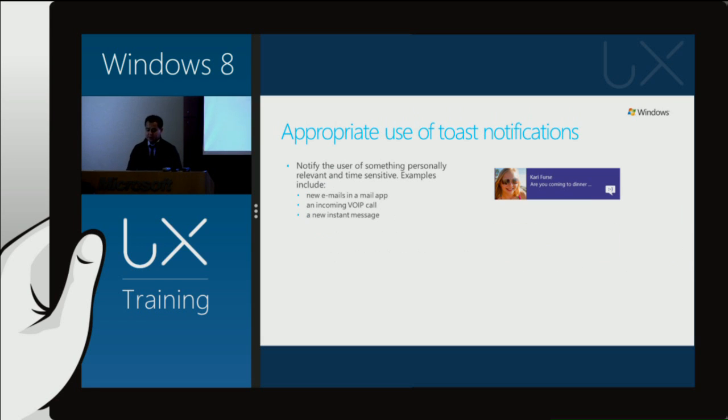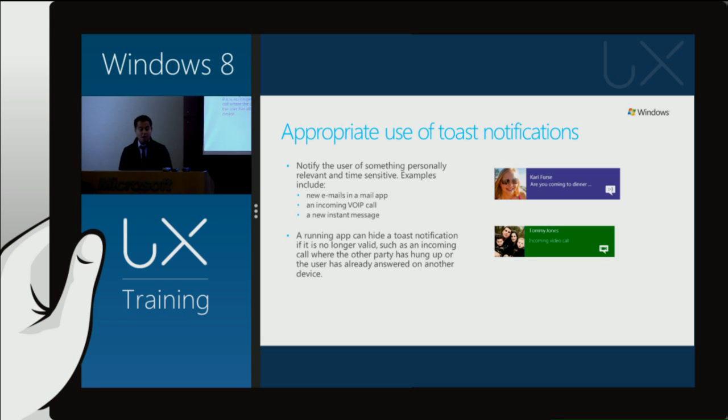So the appropriate use of toast notifications is notifying a user of something personally relevant to them, such as new emails, a new IM message, or an incoming phone call or video call. Also realize that apps can hide toast notifications when they become irrelevant. Say you have multiple devices and a user answers their voice call on another device, it can cancel out or hide that toast notification on other devices.